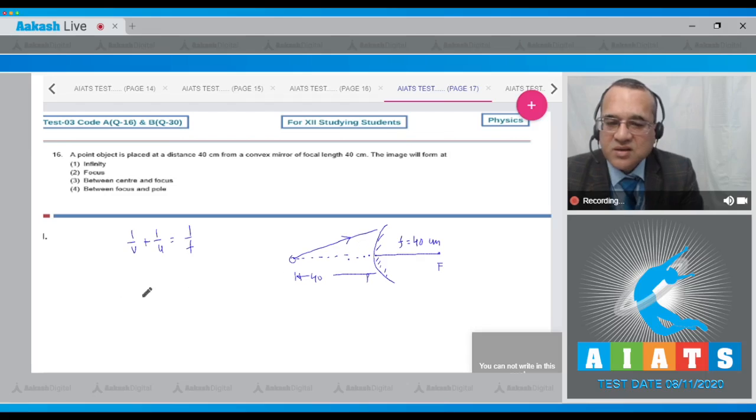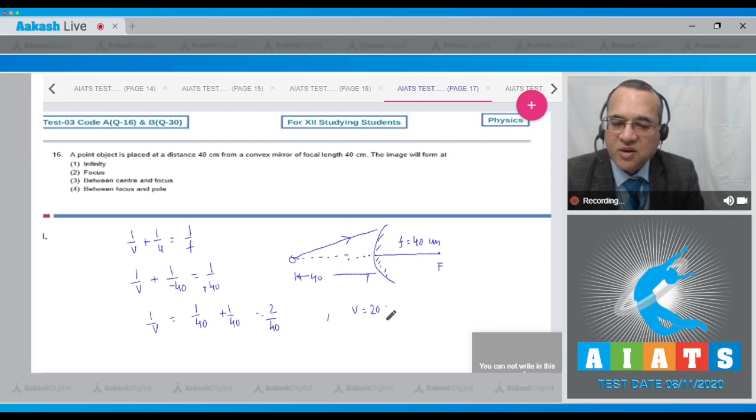The ray will go like this, and from the pole u will be negative, so 1 by v plus 1 upon minus 40. It's a convex mirror, so f would be plus 40. So 1 by v is equal to 1 by 40 plus 1 by 40, which is equal to 2 upon 40, or v is equal to 20 centimeters, coming positive, so it's on the right. Your options: at infinity, no; focus, no; between center and the focus, no; between focus and the pole, yes, it is between focus and the pole.